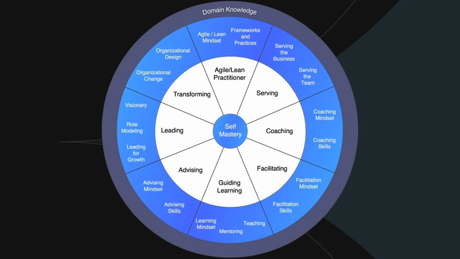We'll touch on this topic slightly later, but what is important is what we have here. Now, there is something on the outer side of the wheel. This is domain knowledge.